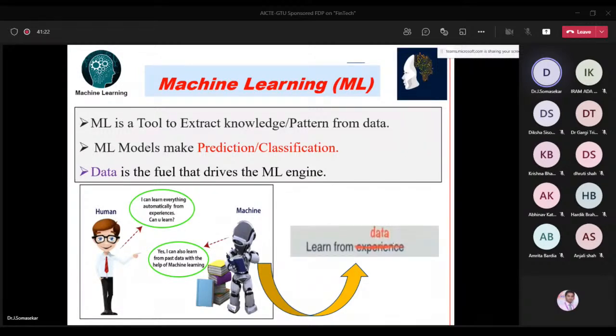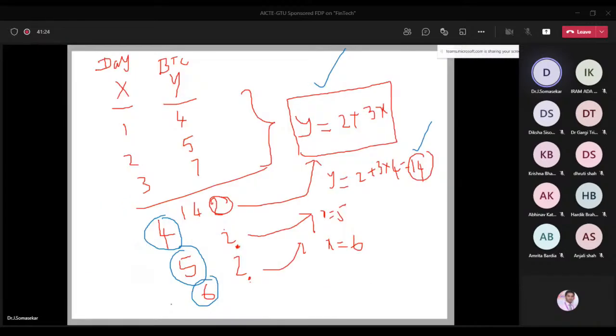I think it's a clear definition. Why am I giving examples? Because most of the participants, I think, are non-computer science, so that's why I'm giving so many examples. Otherwise I can move directly also. So this is the simple definition. We are looking for insights of the data, or to extract knowledge from the data.